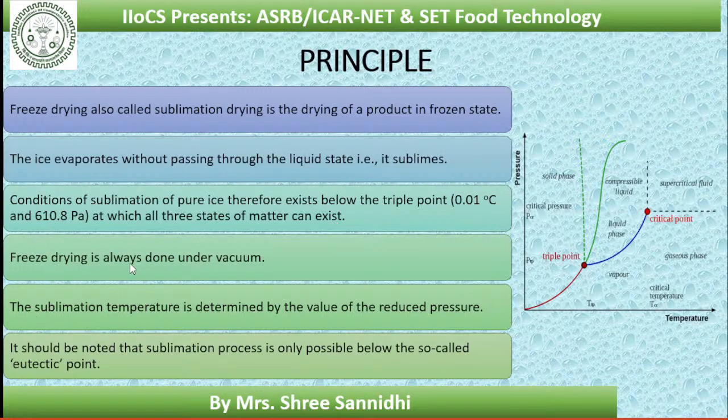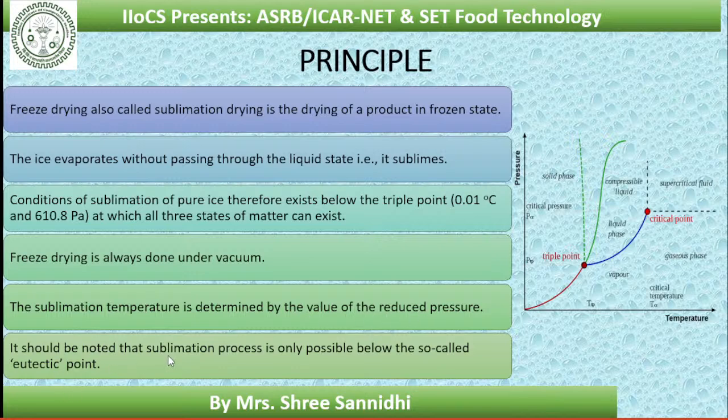Freeze drying is always done under vacuum. So this is the key to sublimate any liquid. The pressure is reduced in order to decrease the boiling point temperature of the liquid. The sublimation temperature is determined by the value of the reduced pressure.